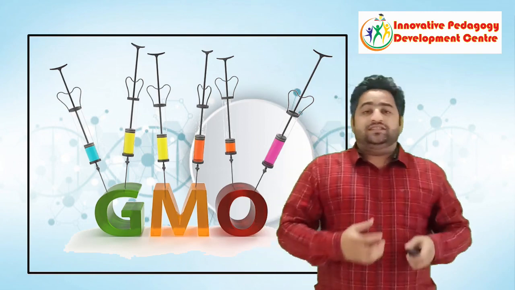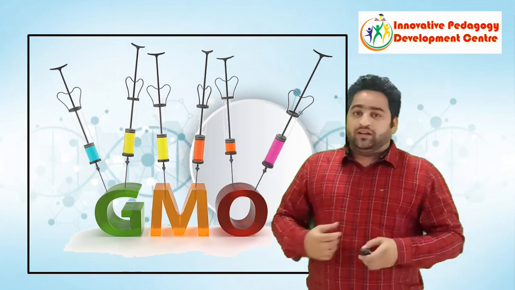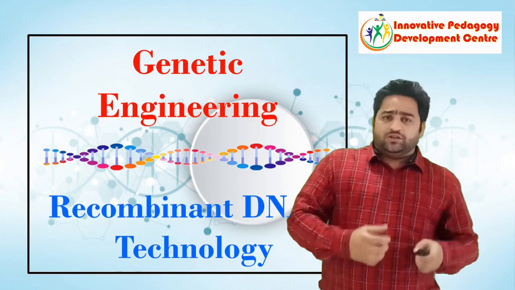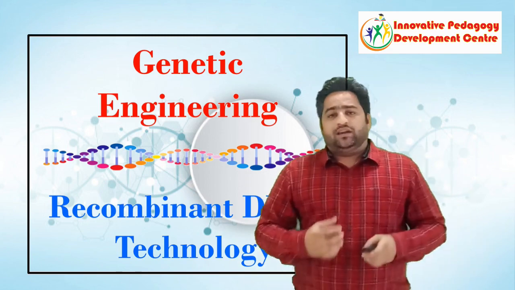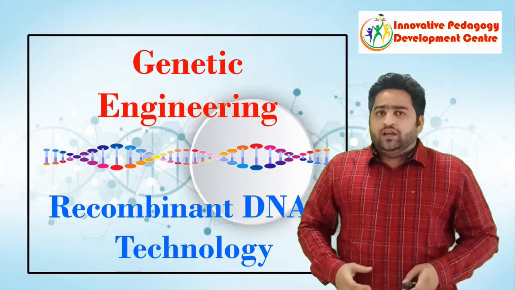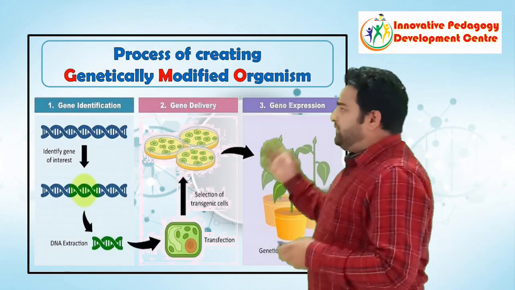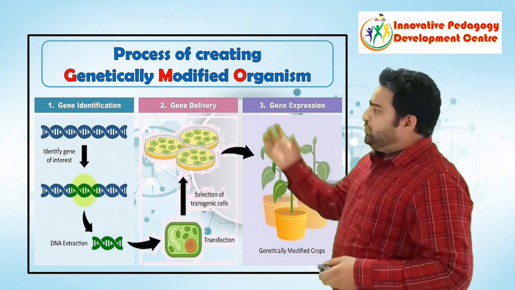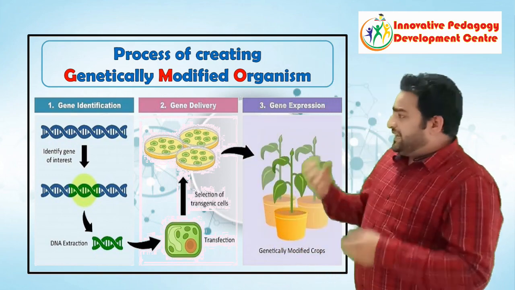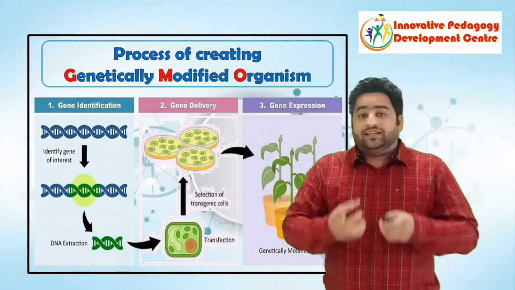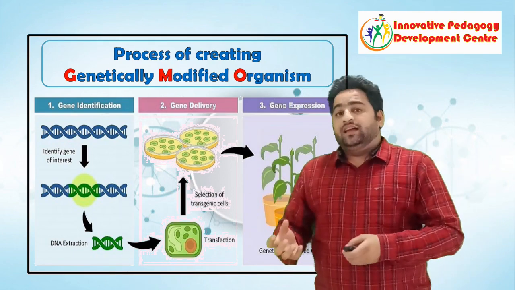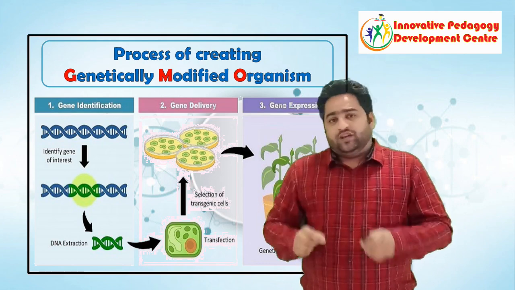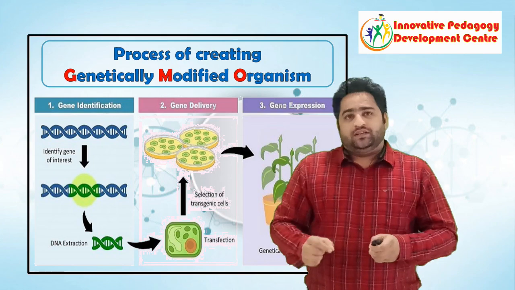So they are called GMO, that is genetically modified organism. And the science of creating genetically modified organisms is called genetic engineering or recombinant DNA technology. So these are the few steps of creating the genetically modified organism. You need to extract the DNA first. After extracting the DNA, you need to transfer that gene of interest inside the host cell, and that is the most important step of the process of creating a genetically modified organism: transfer of gene.